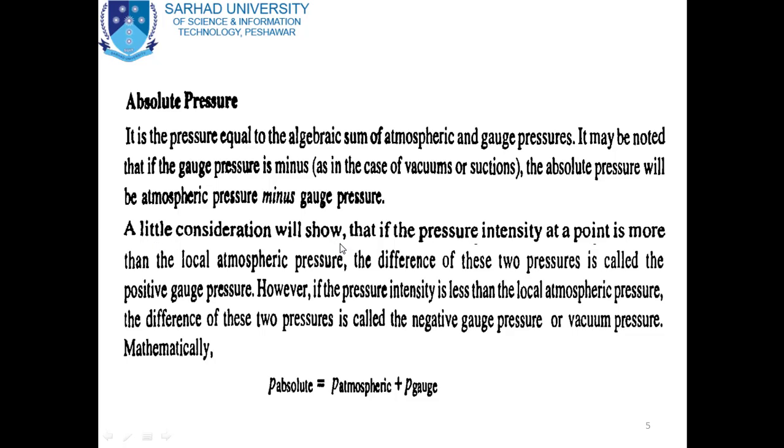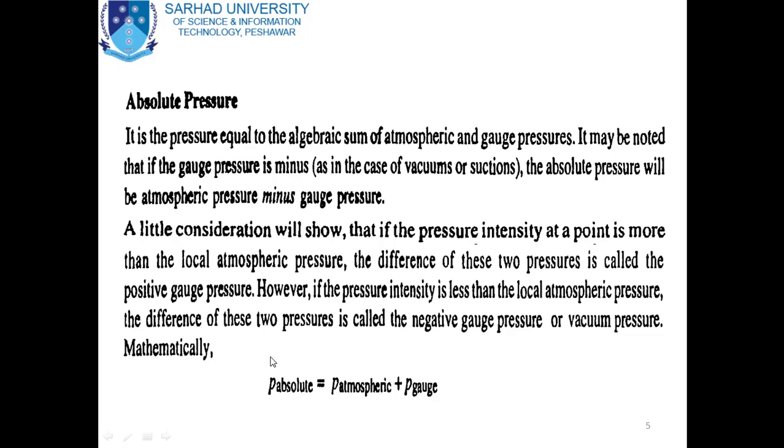A little consideration will show that if the pressure intensity at a point is more than the local atmospheric pressure, the difference of the two pressures is called positive gauge pressure. However, if the pressure intensity is less than the local atmospheric pressure, the difference of these two pressures is called the negative gauge pressure or vacuum pressure.